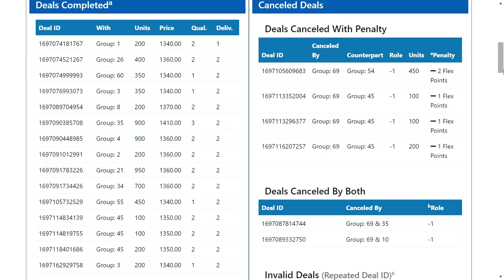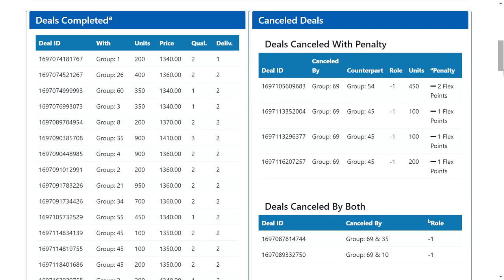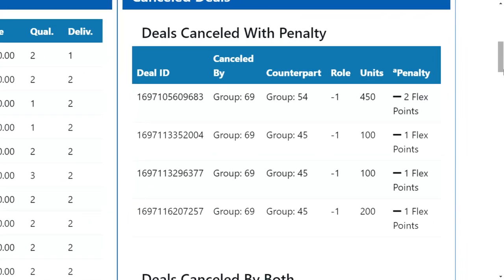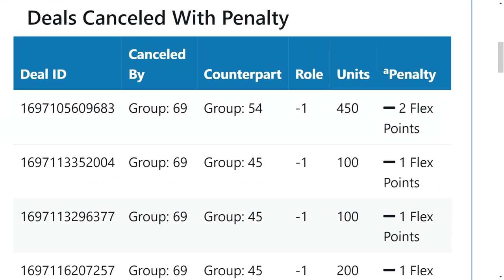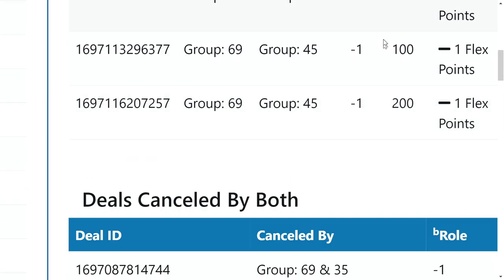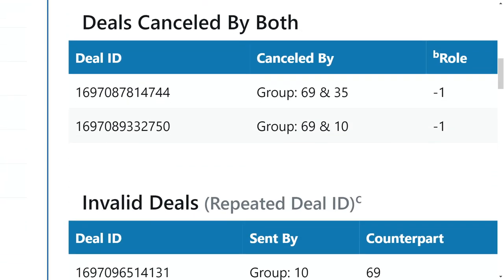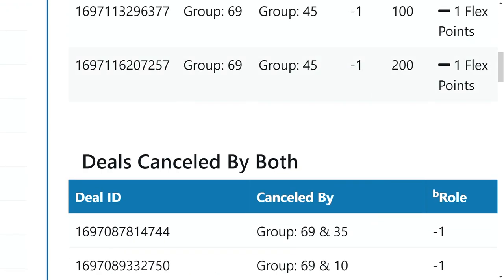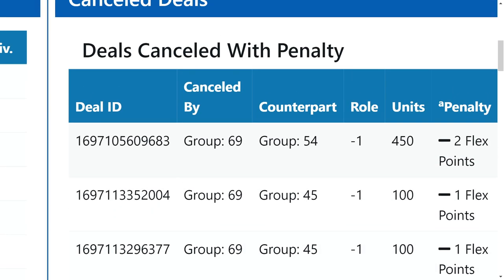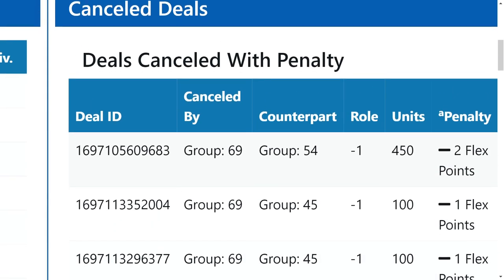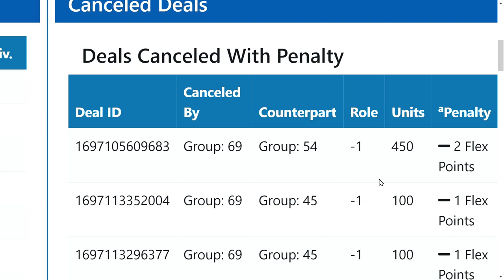So let's look at another example here. And we come down to our cancel deal area. And remember, down here is canceled by both. That's no problem. But up here is canceled with penalty. So what does canceled with penalty mean? It means you've got to pay a price. There's going to be a cost. So if there's going to be a cost, what is that cost?